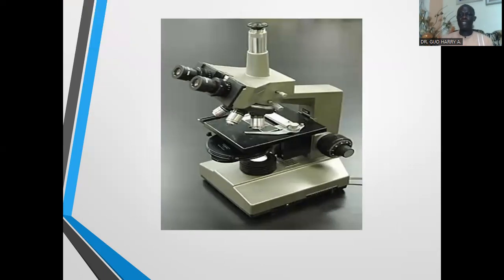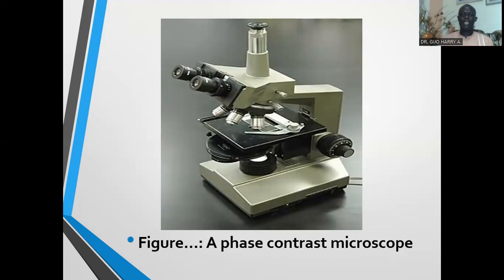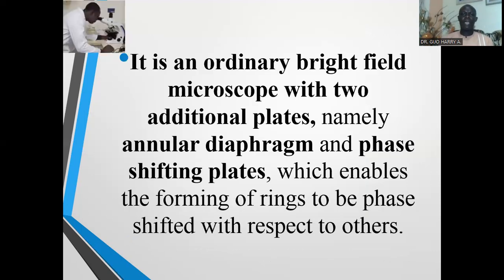Now, this is the phase contrast microscope, just as it has been said. It is the normal optical microscope, but it has some additions, and those additions are the annular diaphragm and the phase shift plates that are added to create a contrast in the phases.